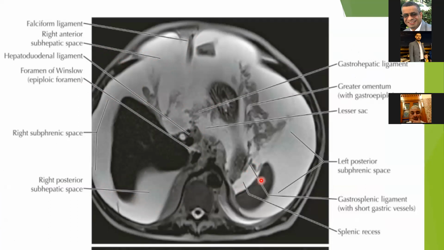This is the gastrosplenic ligament between the stomach and the spleen. This is the left posterior subhepatic space. This is the area of the lesser sac. The greater omentum is attached to the greater curvature of the stomach.